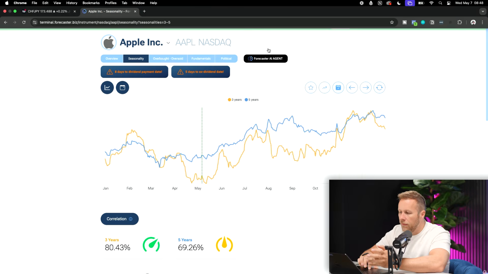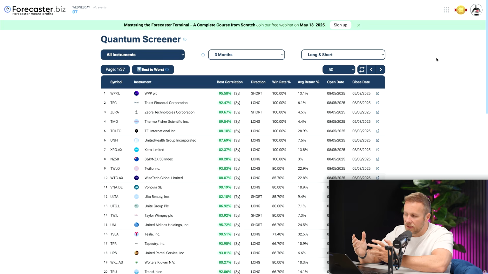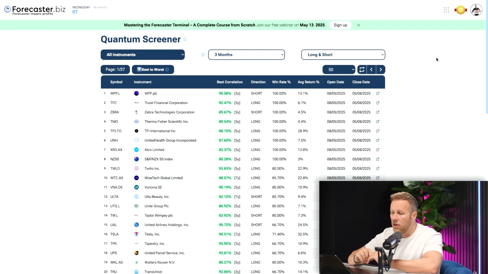So first of all, I'm going to go over to Forecaster, all right? And the first thing I'm going to click on is the screener, the quantum screener. What this is going to do is give us a list of the best correlated opportunities in terms of seasonality and what price is doing right now. It's going to analyze all of the data, all the qualitative and quantitative analysis in the background, and give us a list of what's the best opportunities on the radar right now. Okay, now that alone isn't enough to go and place an investment. Maybe you do, but for me that wouldn't be enough.